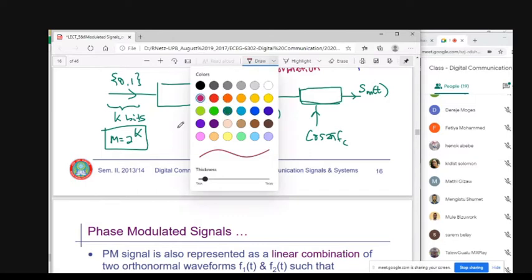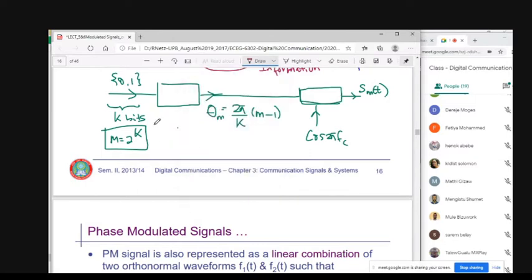We can take note of the following. K bits are mapped into theta m. So conceptually, mapping the k bits into theta m, we can visualize it like baseband modulation.